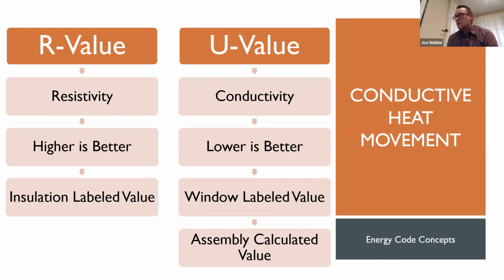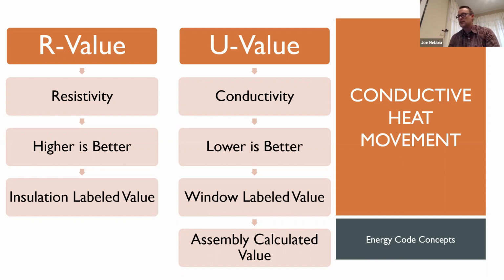And the code is talking about labeled insulation R-value. It's not talking about effective R-value. So if the code says I need an R20 or better, it's a batt of insulation with R20 or R21. Usually it's going to be R21. There's no real R20 batt, right? Written on the batt or labeled in some way.